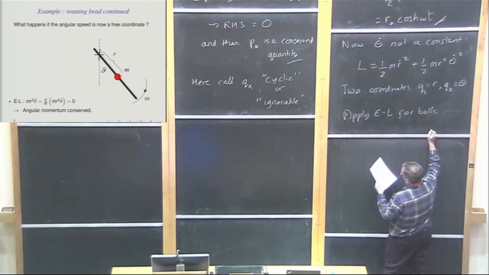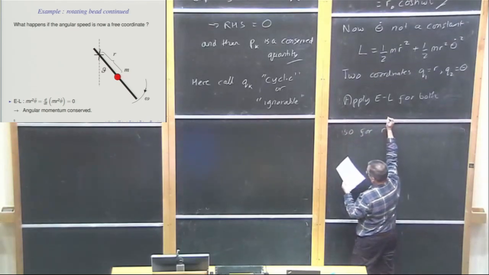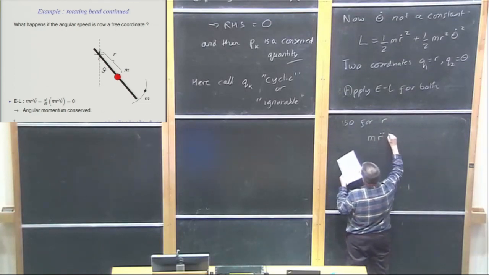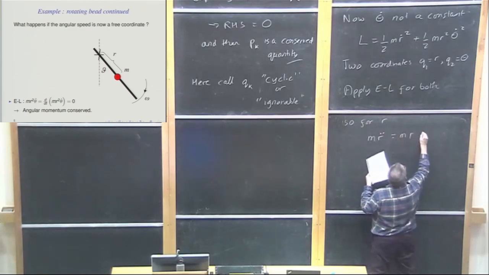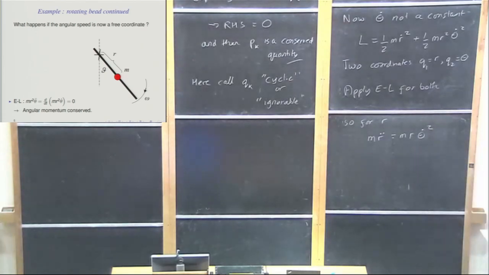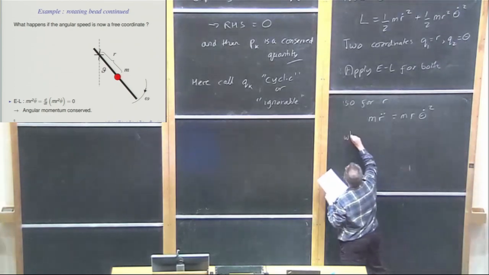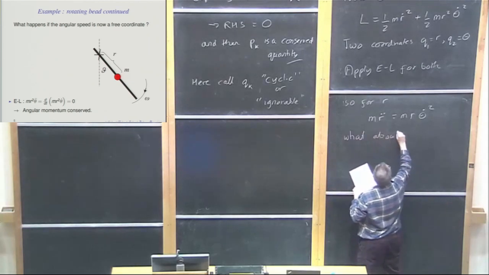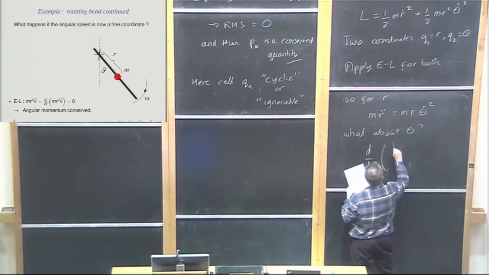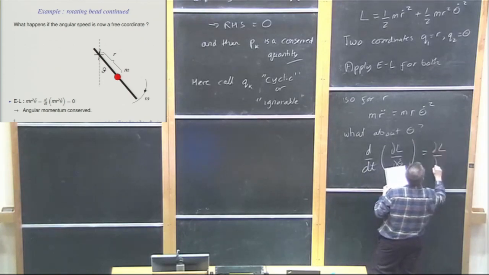So for r, it's no different to before. We get m r double dot is equal to m r theta dot squared. That's just what we had before, but now theta dot is not a constant. What about the theta case? Well, we have then that d by dt of dL by d theta dot is equal to dL by d theta.